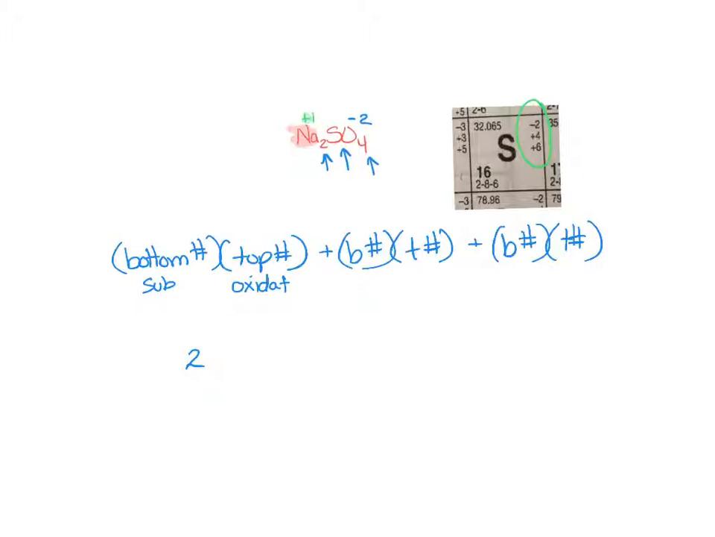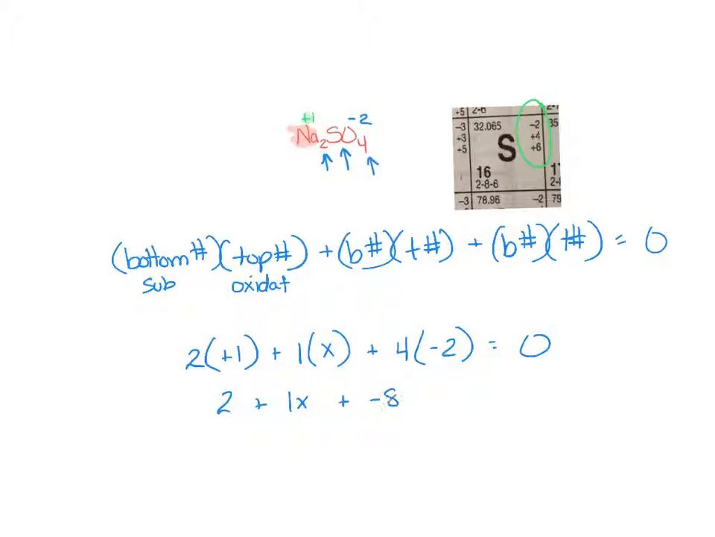In this case, the sodium, which is our first element, is going to have a bottom number of 2. The top number is going to be plus 1. The next one is sulfur. The bottom number is 1. The top number we don't know. Plus the bottom number of the oxygen is 4. The subscript 4 times the top number -2. And we know the whole thing has to equal 0. So 2 times 1 is 2 plus 1x plus -8 equals 0.